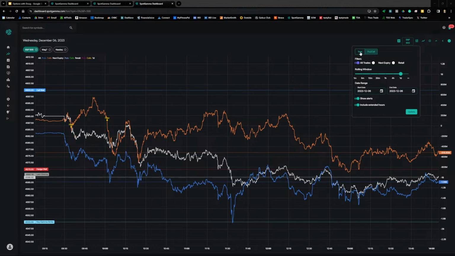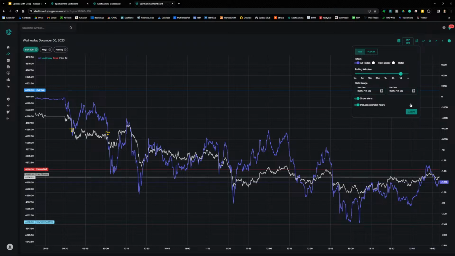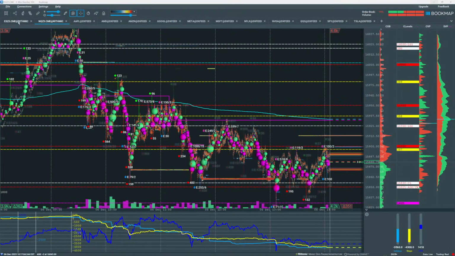All right, let's go take a look at Bookmap. Go back to ES.